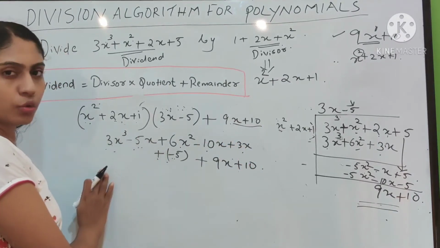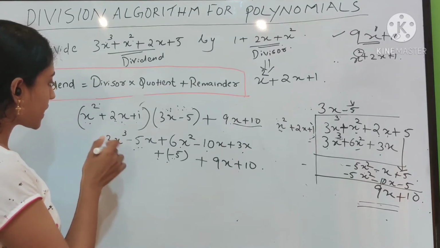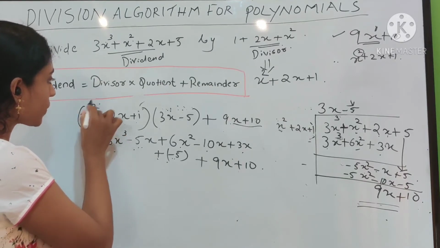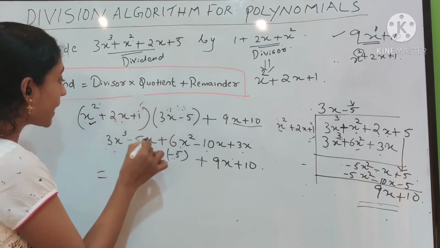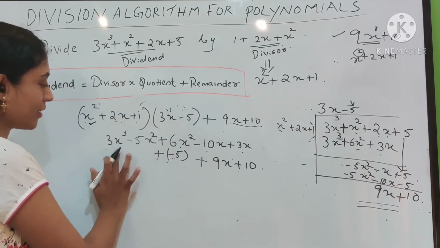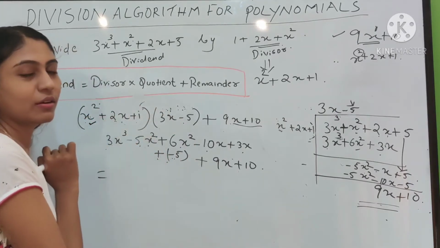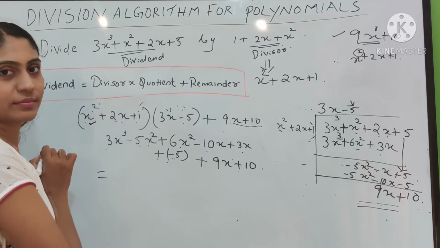Okay, now we can do addition subtraction. Before that, there is one mistake. Can you find it out? Yes. One mistake, x square into minus 5, it is minus 5x square, not x. Minus 5 into x square, it is minus 5x square, not x. It is x square. Okay.